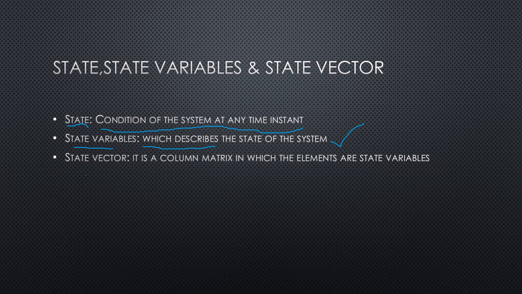And the next term is state vector. State vector is defined as the column matrix in which the elements are nothing but the state variables. Suppose the system consists of some n number of state variables, then place all the n state variables in a column matrix, then that represents the state vector of the system. That column matrix is known as state vector.